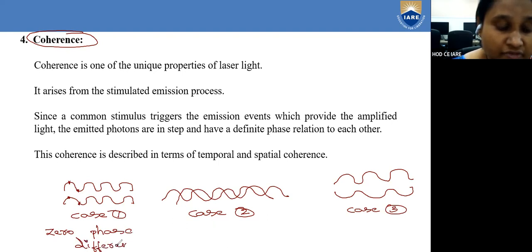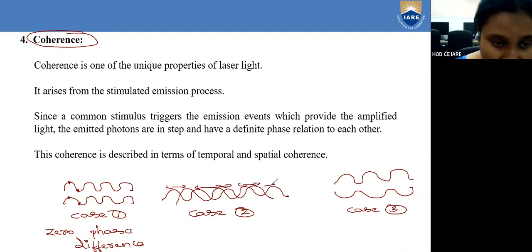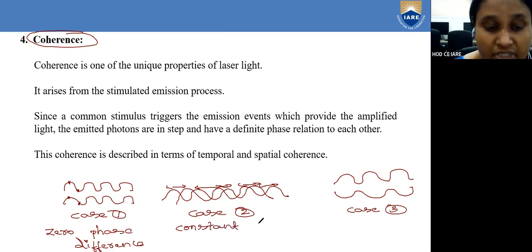So if we take two waves and their positions are matching and they are traveling in the same direction, we say that they are maintaining zero phase difference. But look at case two. In case two, if you look at their positions, this is the difference of positions we have. Throughout their propagation, they are maintaining a certain distance, so we say that they are maintaining constant phase difference.